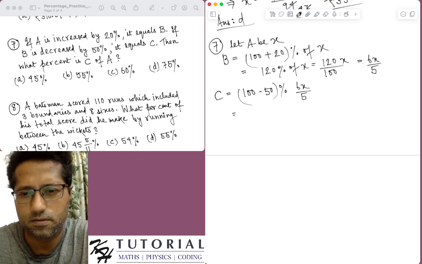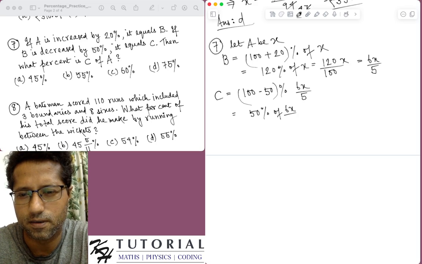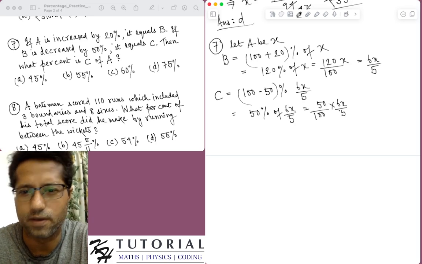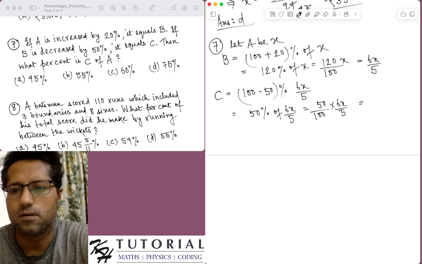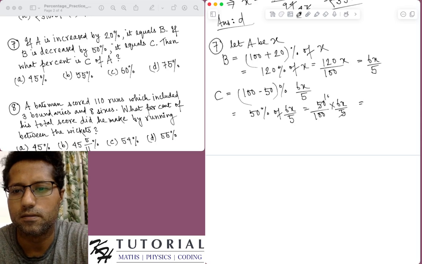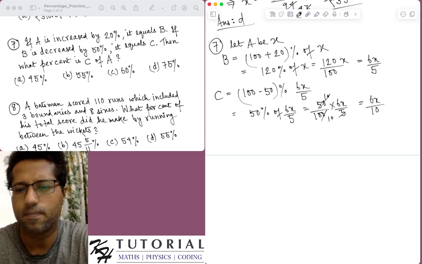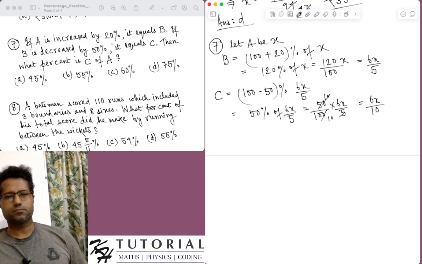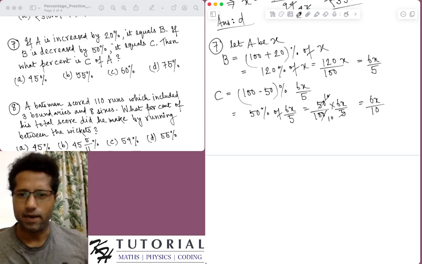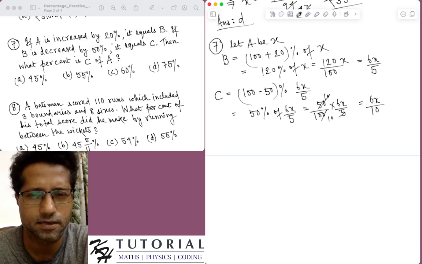Now this is 50% of 6x by 5. This is 50 by 100 into 6x by 5, and this is how much? 6x by 10. C is 6x by 10. So now it has asked then what percent is C of A.